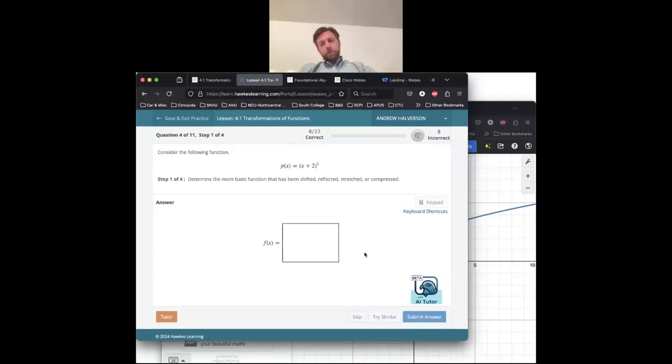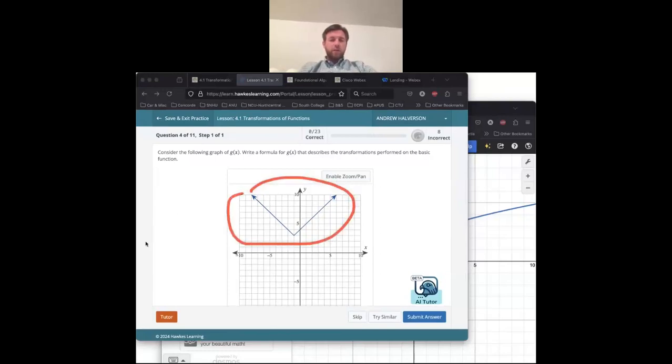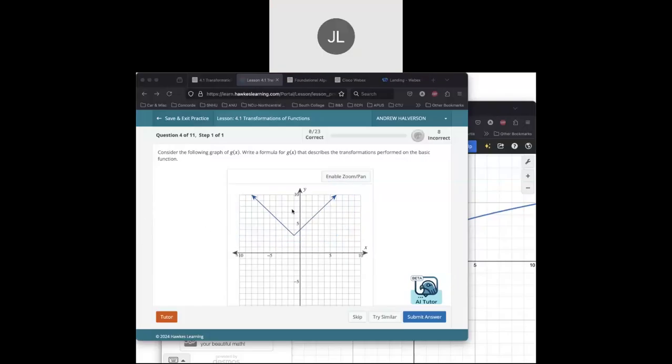I think my computer's moving slow. So let me throw this one. What's the base function for this one? Like the f of x? Mm-hmm. F of x equals what?